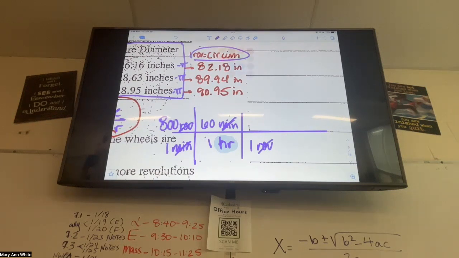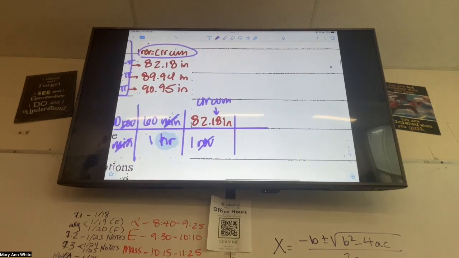Let's start with the first one that we see. The first one is 82.18 inches. So this was my circumference part right there, and we had to use it to get rid of the revolutions. Now I'm in inches, and I got to get inches into miles. What do you think I should do first? Inches into feet. Let's get inches into feet. How many inches are in a foot?